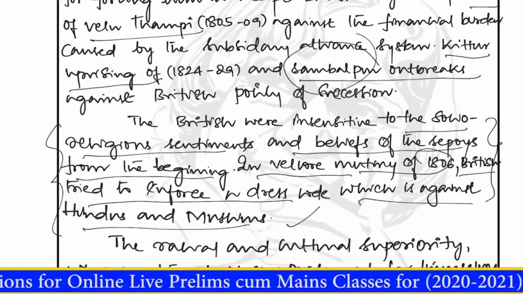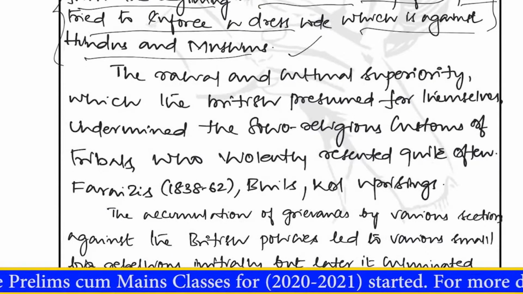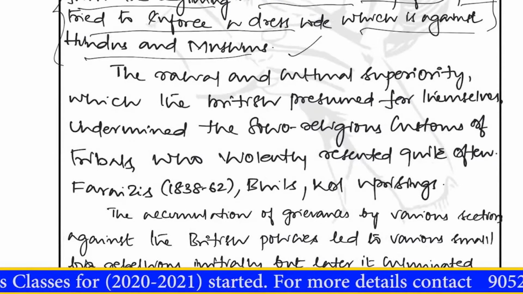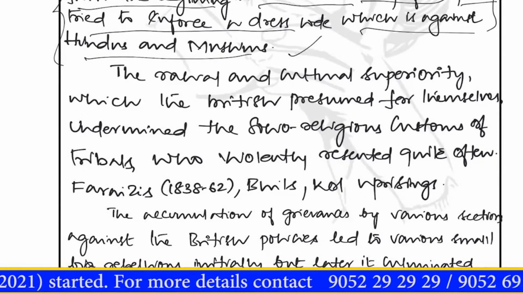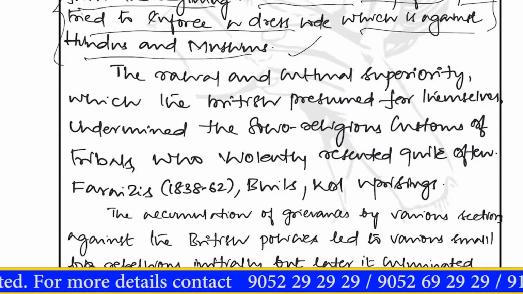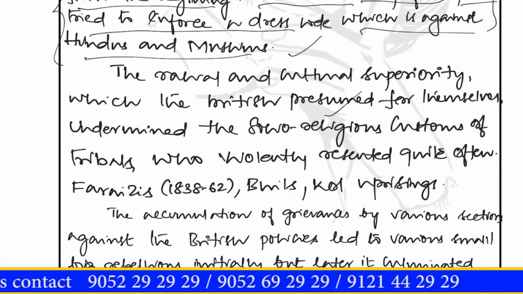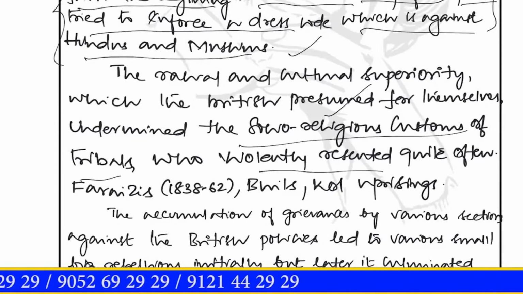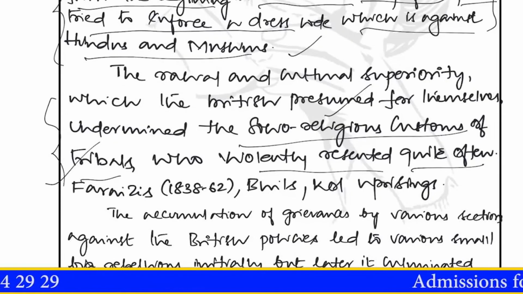Okay, now we will move on to the next paragraph. We know that British used to have this racial and cultural superiority. They feel that they are civilized and Indians are barbaric, and they want to civilize India. So from this understanding, they used to interfere in social and religious customs of various sections, especially tribals. The racial and cultural superiority which the British presumed for themselves undermined the socio-religious customs of tribals, who violently resented quite often. Actually, most of the other movements, for example, zamindar or sepoy movements, got inspired by the tribal movements.